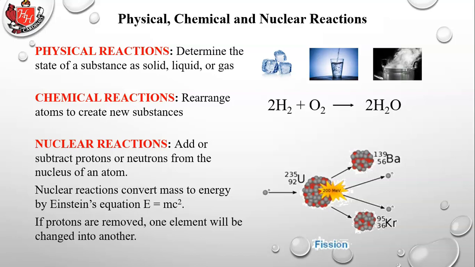If protons are removed in a nuclear reaction, one element will be changed into another. Remember, protons are what give an element its identity, how many protons. So if you change the number of protons, you've changed one element to a different element.